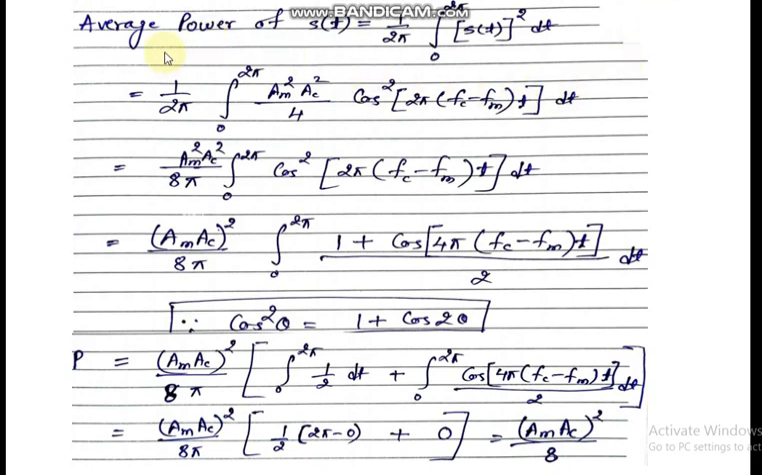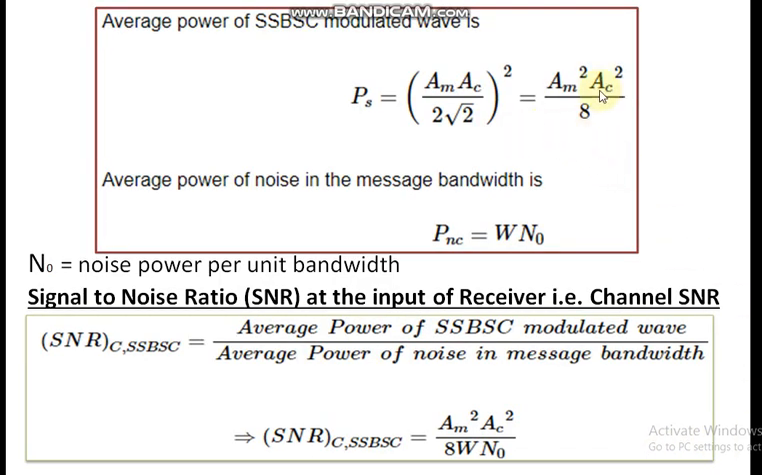So after doing the mathematical calculation for the average power of s(t) at the input stage of the receiver, we finally get P is equal to Am Ac whole square by 8. Let us move to the next slide. So this is the average power for the SSB-SC modulated wave.